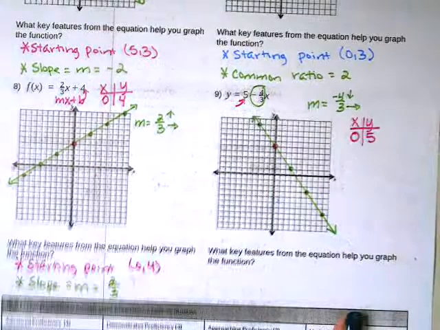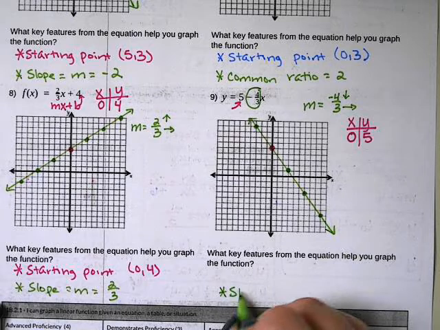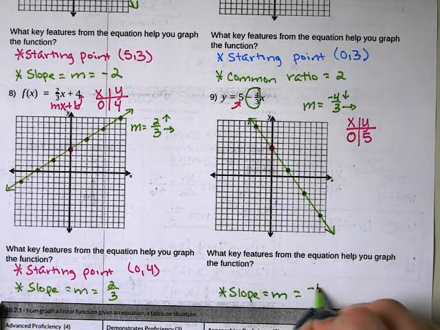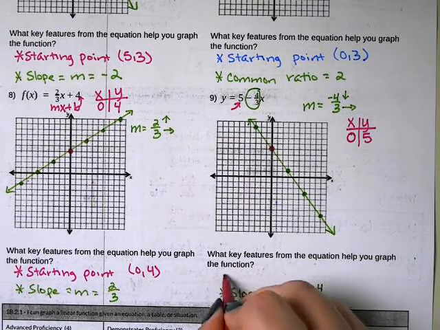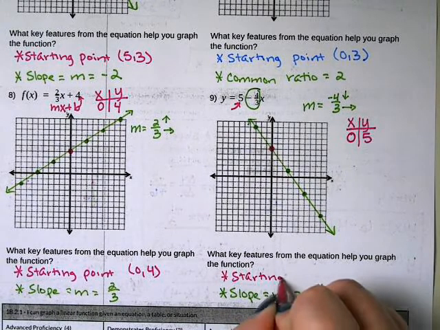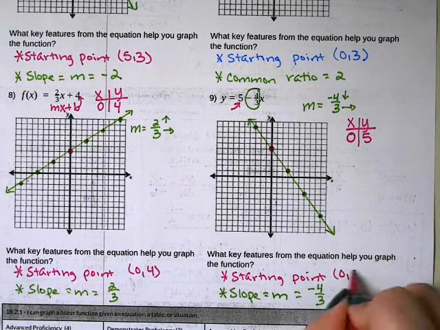So if we think about the key features that helped us graph that, well, we've got our slope, which is our m value. That was negative 4 over 3. And then we had a starting point, which was 0, 5.